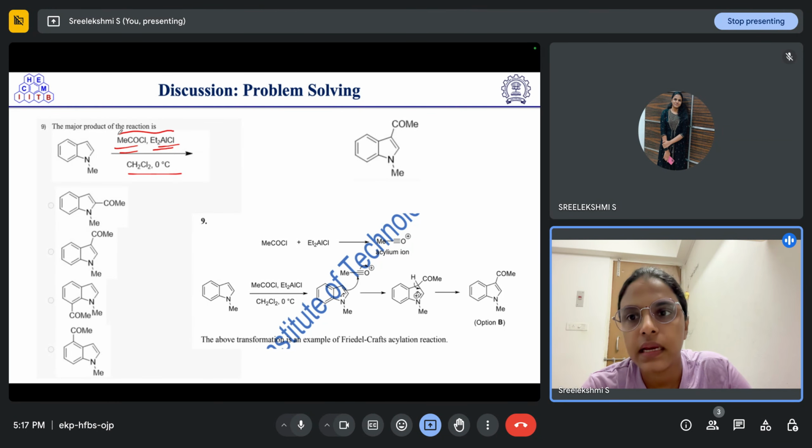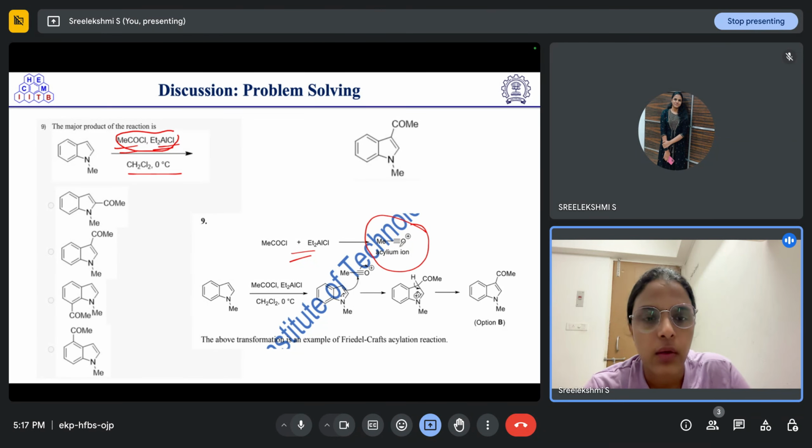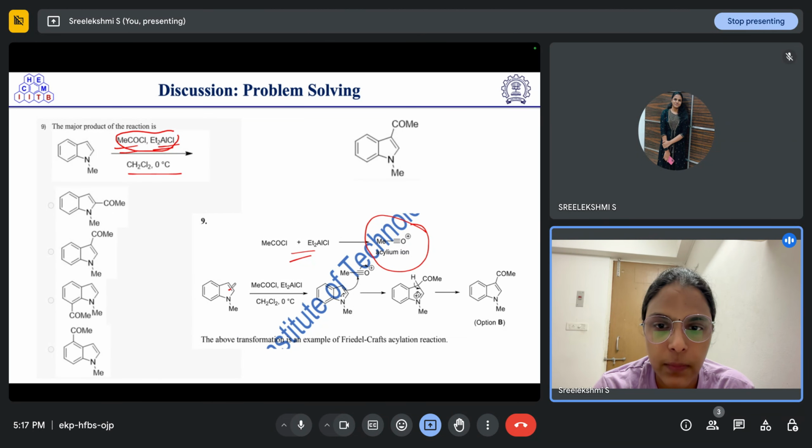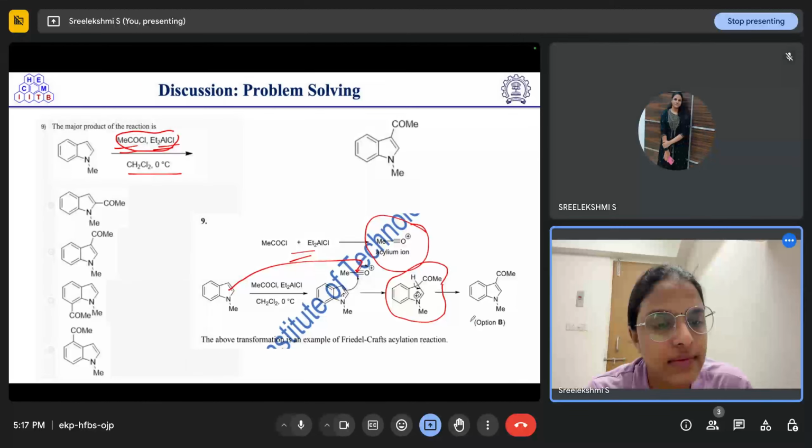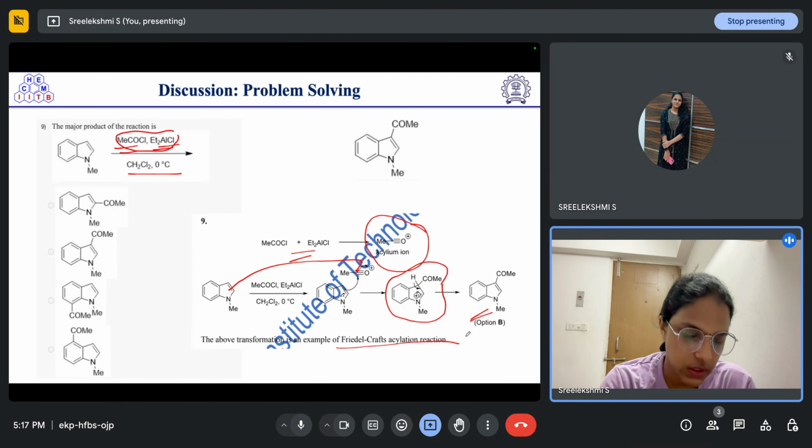So first, this acid chloride and diethyl aluminum will be forming this acylium ion, which is the intermediate for the Friedel-Crafts acylation, and then this double bond will attack over that acylium ion, and this bond will shift to here to form this intermediate, and then deprotonation will occur to give this compound for regaining aromaticity, and this is an example for Friedel-Crafts acylation.